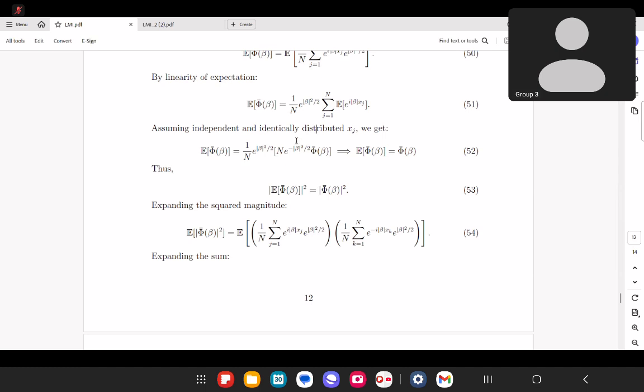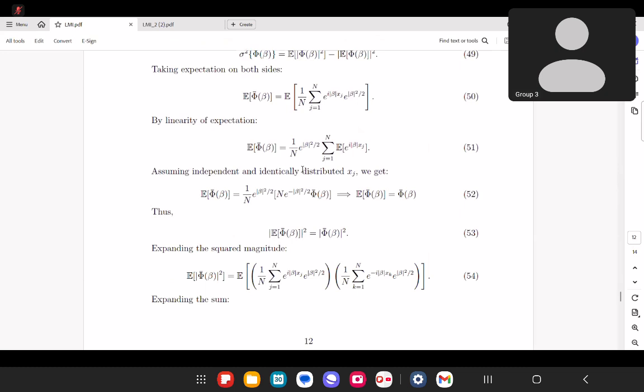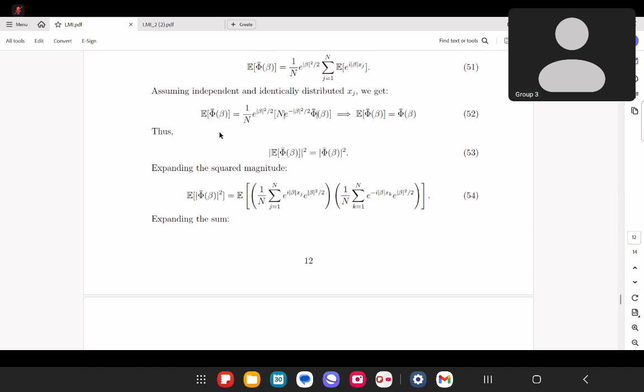Since each term is this quantity and there are n of these terms, it is just n times e power minus beta square phi of beta. So we just substitute that here, and we divide by n. That gives us the result that the expectation of phi of beta is phi bar of beta.